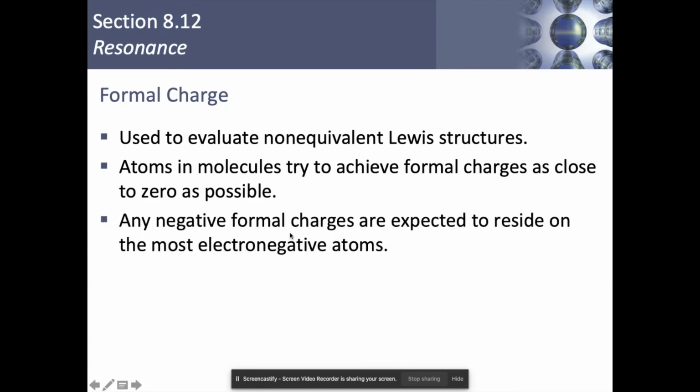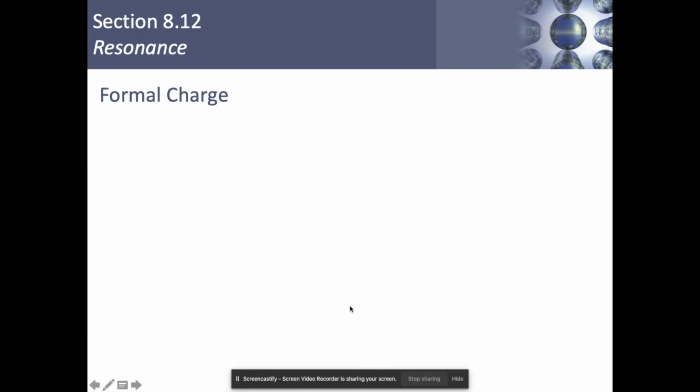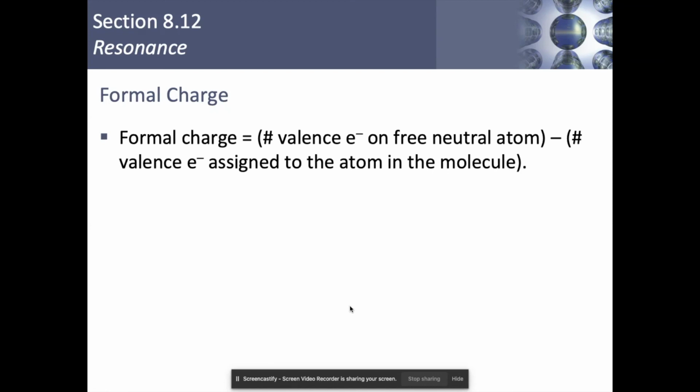Any negative formal charges, so if you have a negative charge that you could end up getting, then you would expect them to reside on the most electronegative atoms. So that's why we put electrons, generally speaking, when we're doing Lewis dot structures, on the more electronegative atom first, before we move on to putting dots onto the other atoms. And that's also generally why the central atom tends to be the one that is more positive, whereas the outer atoms tend to be more electronegative. And again, I said tend to. There are exceptions.